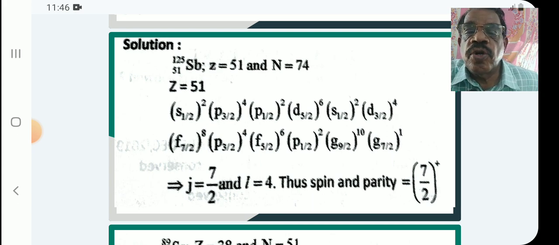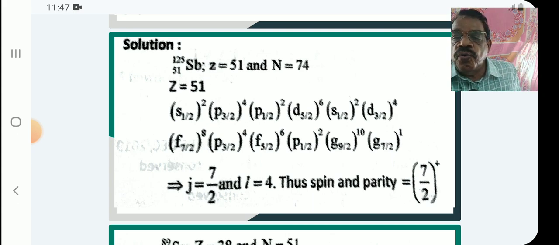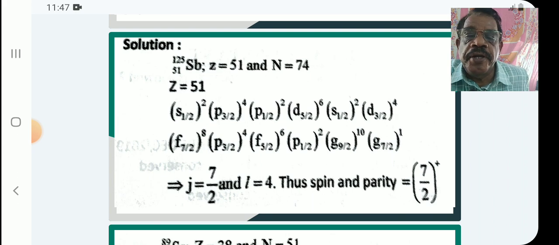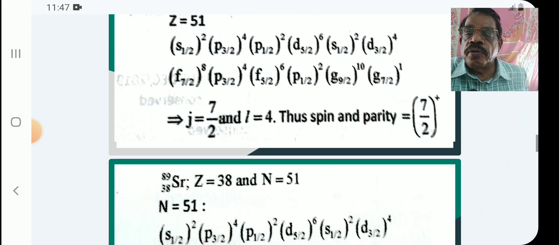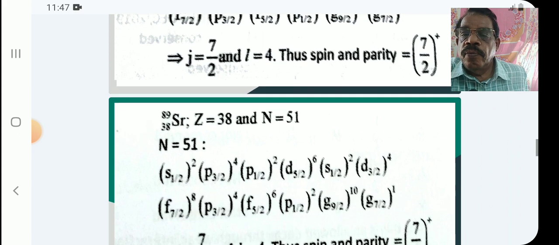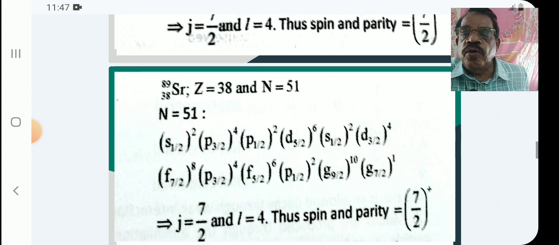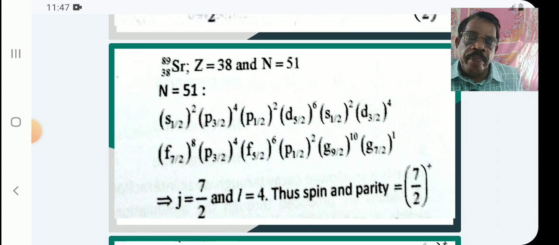Its J value is 7 by 2. So J is 7 by 2. And for G, L is equal to 4. Therefore, spin and parity 7 by 2 plus. For the next element also, in this manner, we calculate the parity and we get 7 by 2 plus. So the spin and parity of the two elements are 7 by 2 plus, 7 by 2 plus.